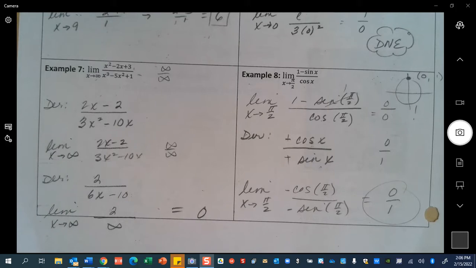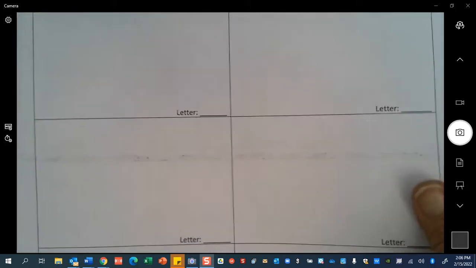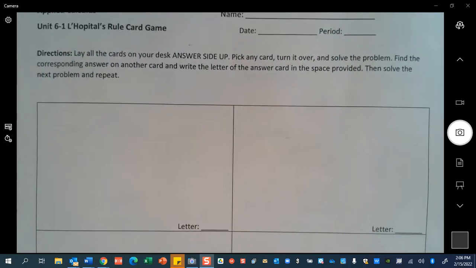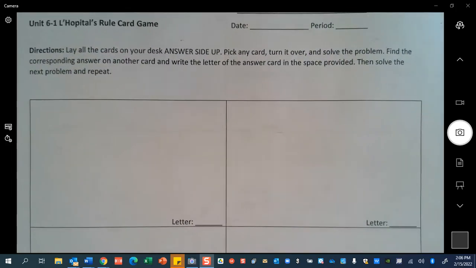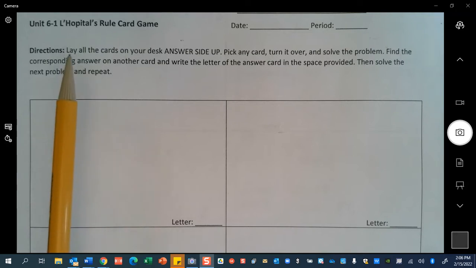So here's the game. I'm going to give you a game board. And you're going to lay all the cards on your desk, answer side up. Pick any card, you're going to turn it over and solve the problem. And then you're going to record your problem here. And then you're going to find that answer on another card. And you're going to write that letter and you're going to keep on going. Now, theoretically, it's one of those games where you can start and end at any card because it's a circuit.